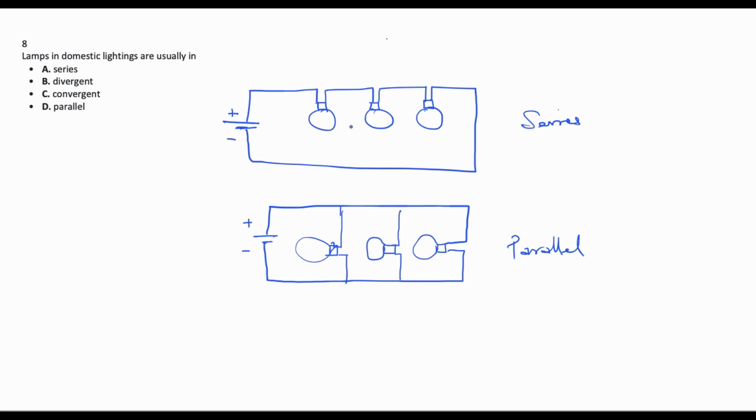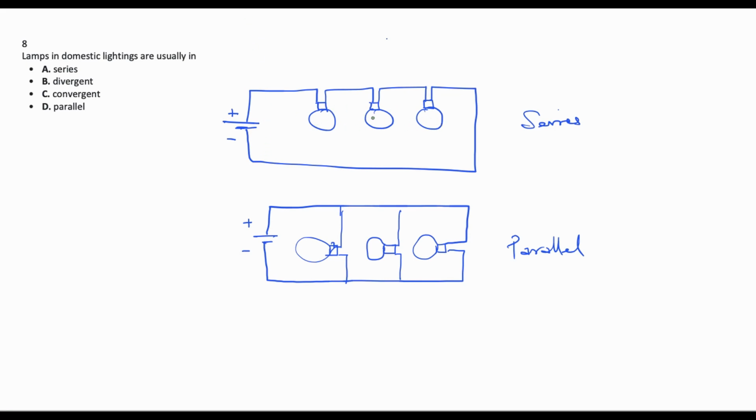Question 8 says lamps in domestic lightings are usually in A, series, B, divergent, C, convergent, and D, parallel. Now I think the two options that really apply to this question are A and D for us to understand the answer. Now let's look at what happens when you arrange the lamps in a house, for example, in series and in parallel. They look like this. The first one here is arranging lamps in series. Now you have a power source like we have here, and the lights are arranged in series.